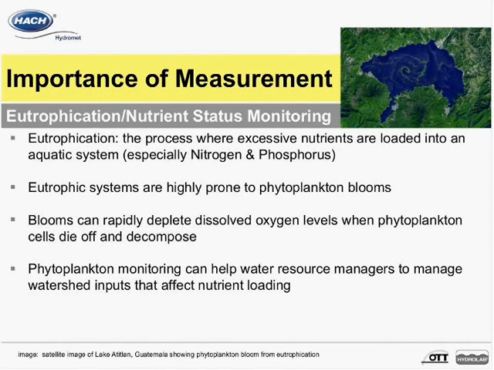An important consequence of phytoplankton blooms is that when phytoplankton cells die off and sink, their decomposition has the ability to significantly lower dissolved oxygen levels within a water body. This dissolved oxygen depletion can have direct impacts on the health of fish and other aquatic organisms. Phytoplankton monitoring can help water resource managers control watershed inputs that affect nutrient loading within an aquatic system.